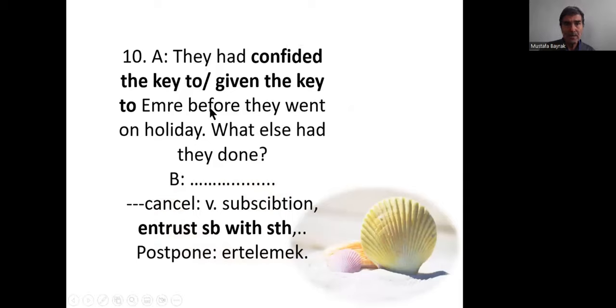Dialogue 10. They had given the key to Emre before they went on holiday. What else had they done? They had canceled the newspaper subscription, for example. They had canceled the newspaper subscription before they went on holiday, or they postponed the newspaper subscription before they went on holiday. Okay, all right.